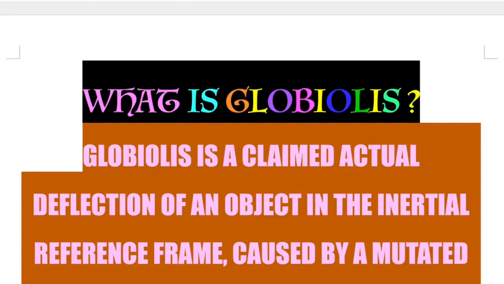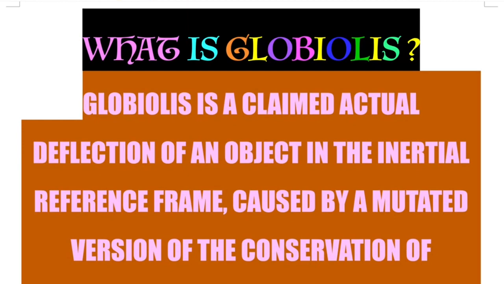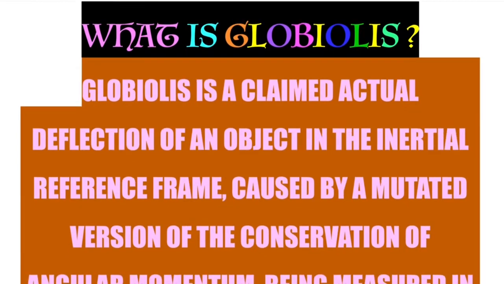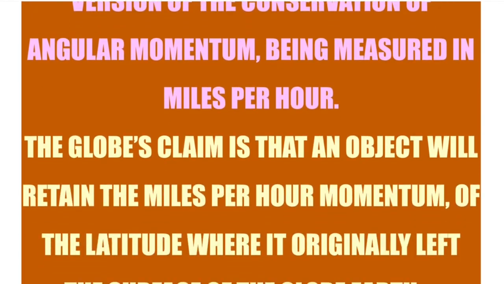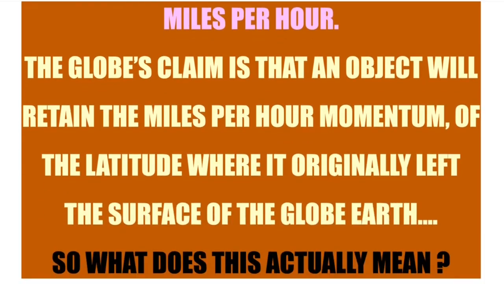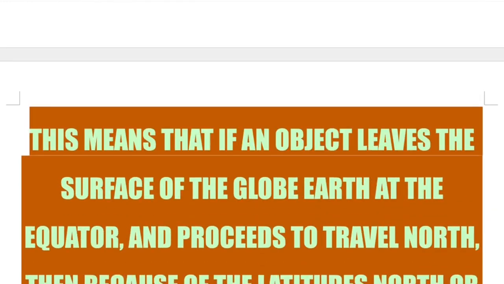What is globiolus? Globiolus is a claimed actual deflection of an object in the inertial reference frame caused by a mutated version of the conservation of angular momentum being measured in miles per hour. The globe's claim is that an object will retain the miles per hour momentum of the latitude where it originally left the surface of the globe Earth.